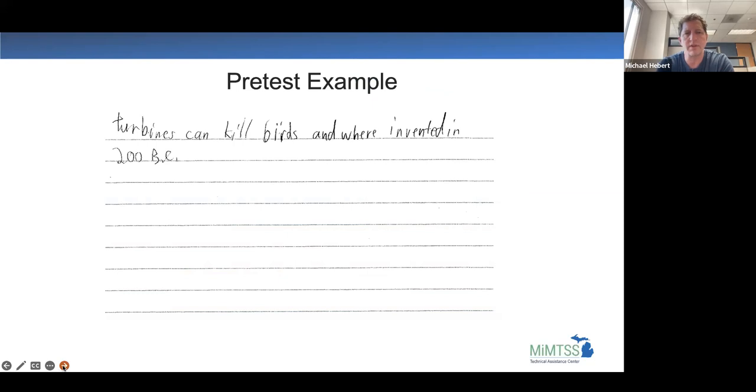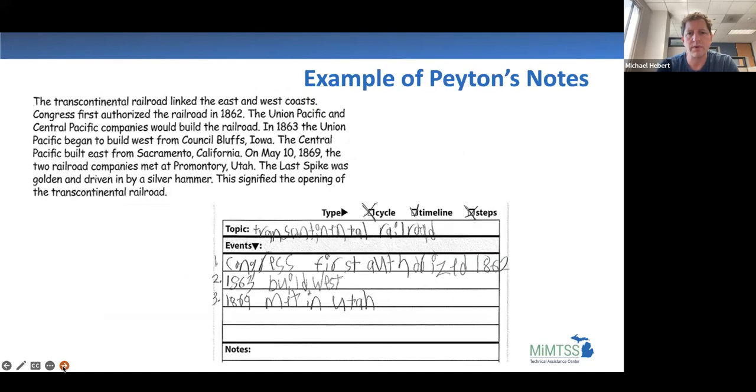Here's a pretest example of some kids taking notes about a text structure. Turbines can kill birds and were invented in 200 BC. And then here's what we were able to get kids to do later. They were able to say, oh, the topic in this case was the Transcontinental Railroad. It was a timeline. Congress first authorized it in 1862. In 1863, they built west. And then in 1869, they met in Utah. So the kids are really focused on when these different events happened and how long it took.